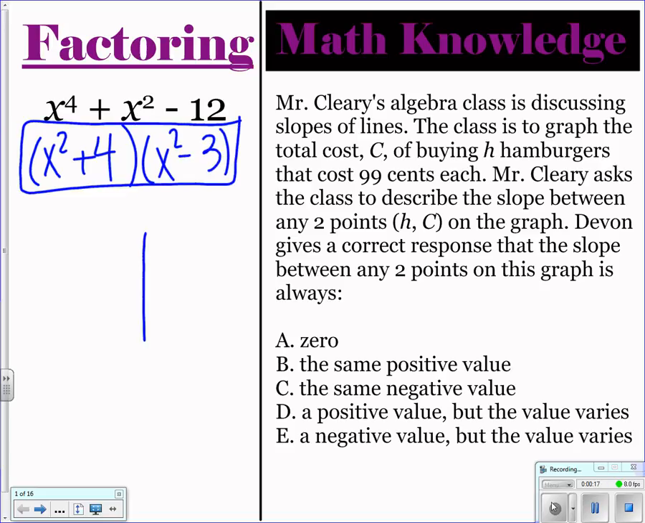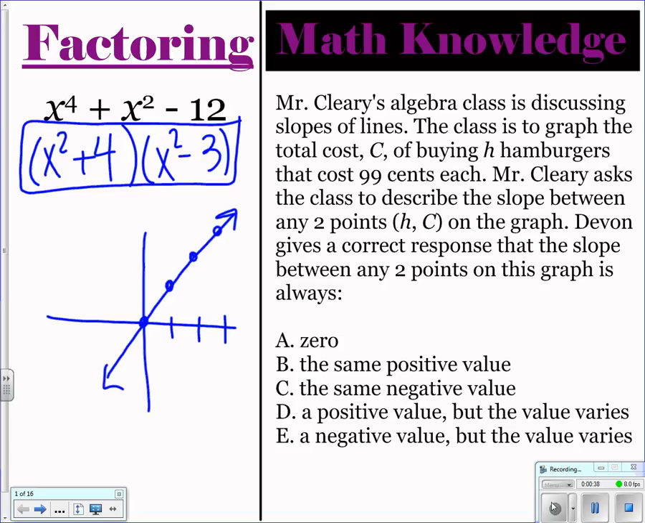For the math knowledge question, we are looking at the graph of a line. When we buy 0 hamburgers, our cost is $0. When we buy 1 hamburger, the cost is 99 cents. 2 hamburgers is $1.98, and then 3 hamburgers would be $2.97, and you could just keep going from there.